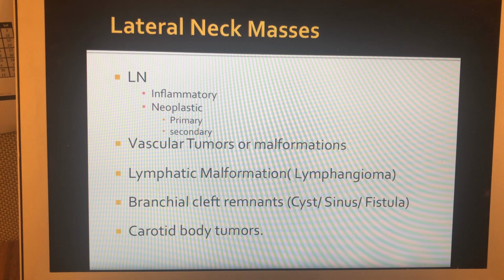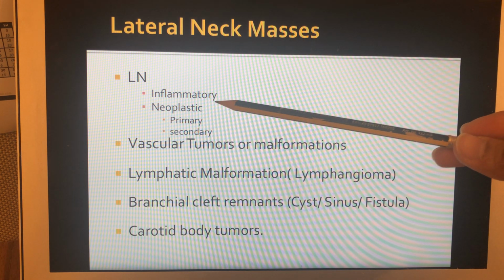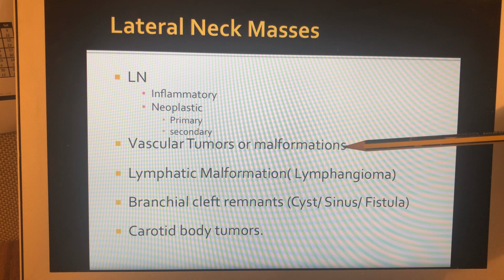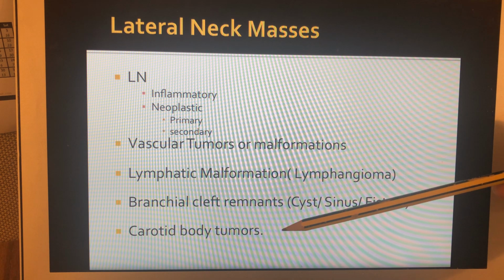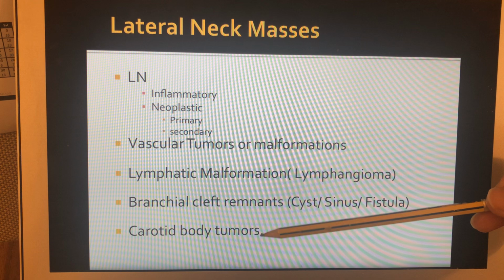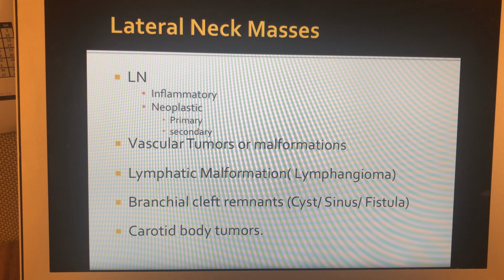Lateral neck mass, on the other hand, can be lymph node in origin, which can be inflammatory or neoplastic, primary or secondary, or vascular tumor or malformation, lymphatic malformation, lymphangiomas, or branchial cleft remnant, cyst, sinus, or fistulas, or carotid body tumors. This is usually in adults, older patients. So in pediatrics, we don't see them.